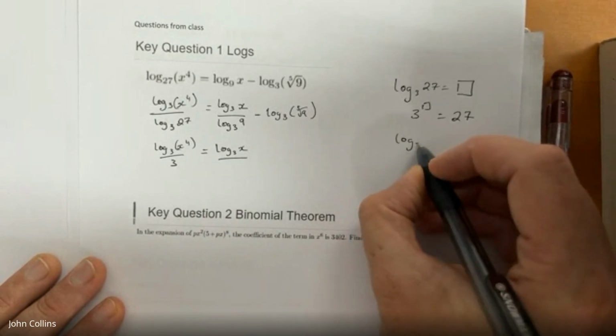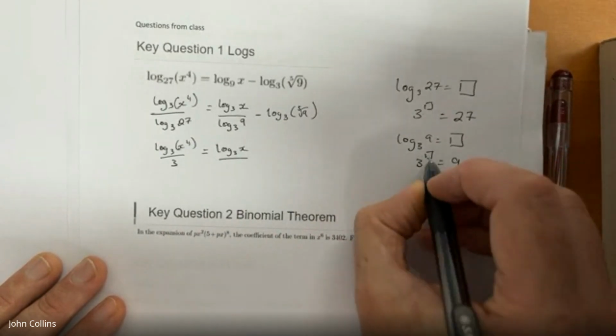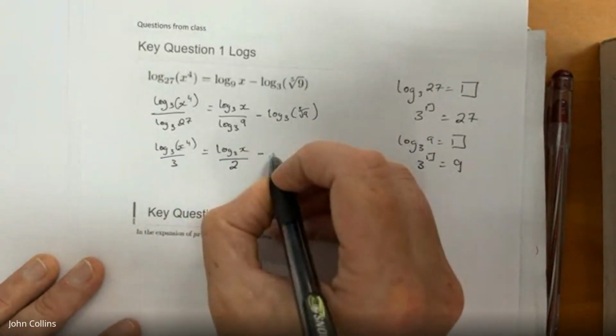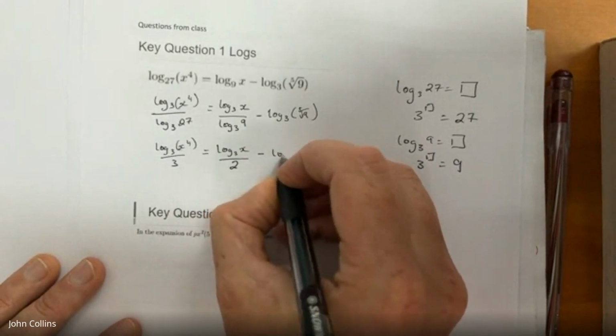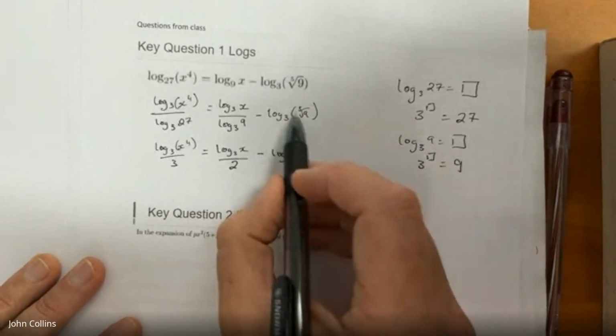I'll briefly do it. Log base 3 of 9 is equal to something, so 3 to the power of something is equal to 9. So that has to be 2. And while I'm at it, I might as well rewrite this with different exponents. This actually brings in rules of exponents as well. That's why I picked this question.